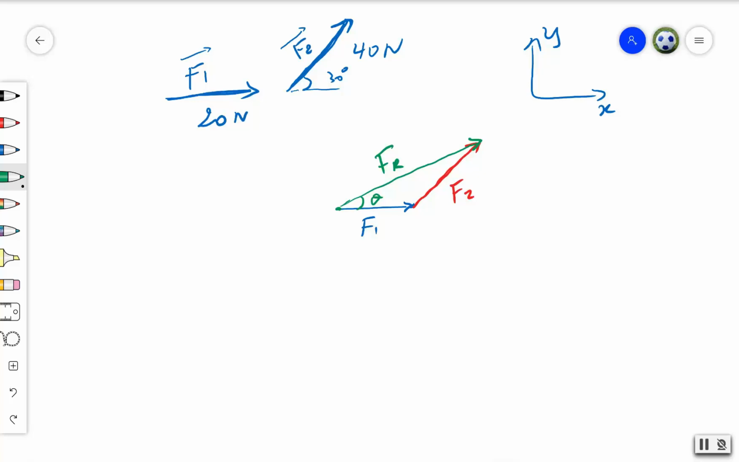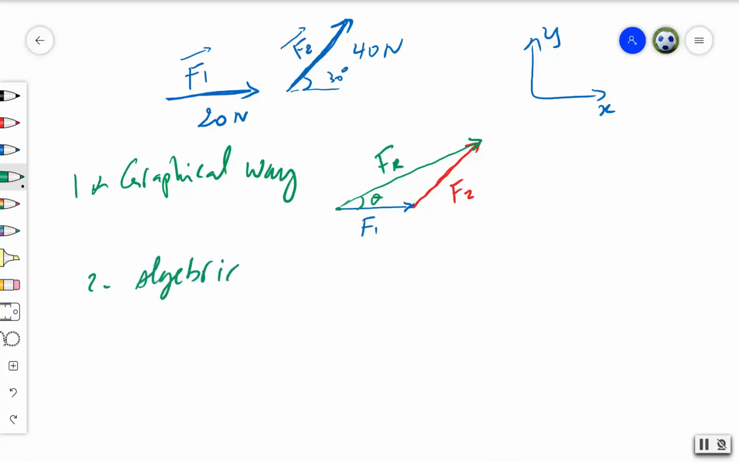Basically, for each vector we need magnitude and direction. It's very important, especially in physics, the forces. We always want to see what's the resultant force applied on a certain object. So this is the graphical way here. This is the first way, and the second way is the algebraic way.